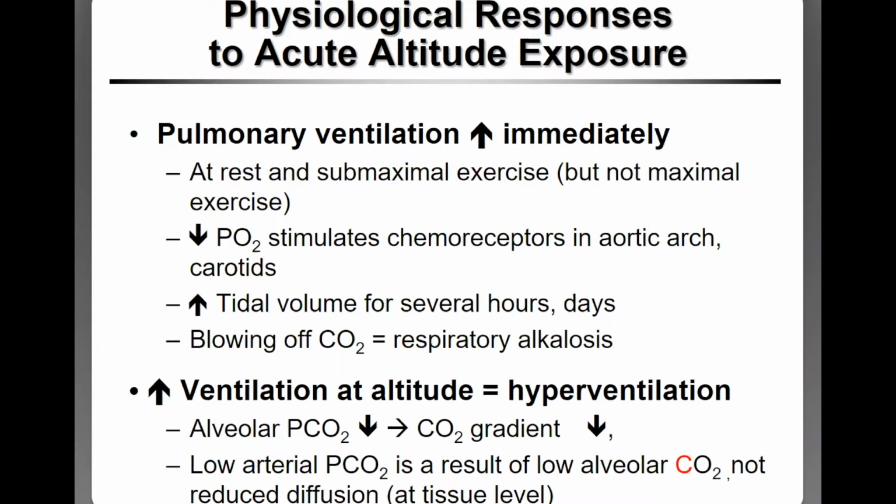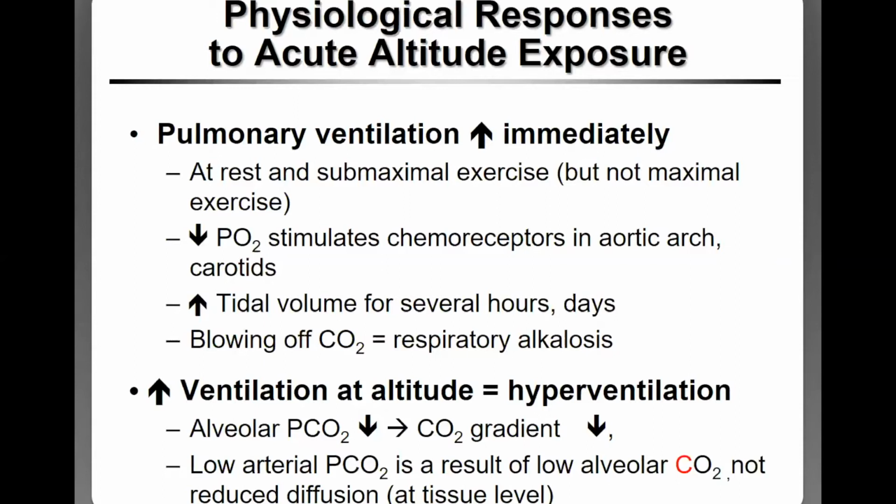And the reason for this is because, as we talked about in the previous section, the barometric pressure is reduced at altitude, which reduces the atmospheric partial pressure of oxygen, which in turn decreases the alveolar partial pressure of oxygen, how much oxygen is in our alveoli or our lung. And this in turn causes a reduction of oxygen in the arterial blood being circulated in the systemic circulation.